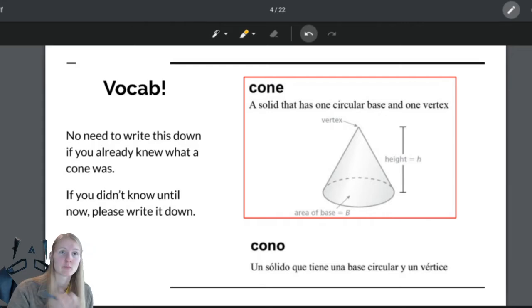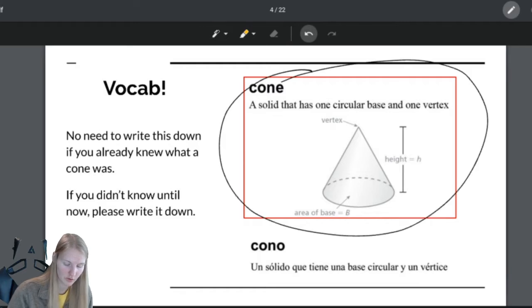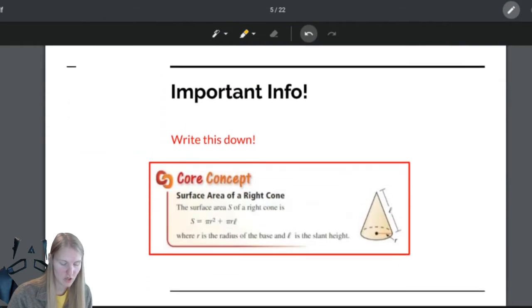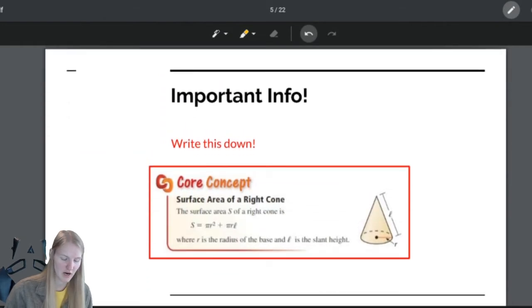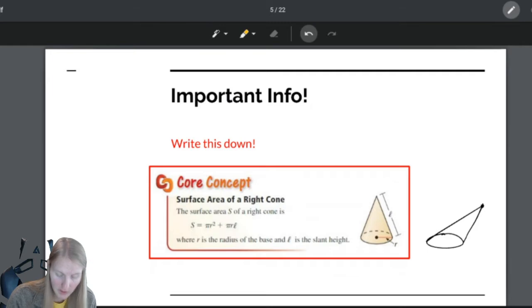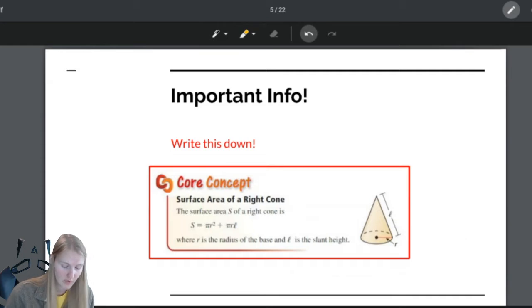Okay, so 11.7, the first thing we're talking about is all about cones. So make sure that you know what one is. This is important information. Pause this video, write this down. Surface area of a right cone. Remember, a right cone means that it's perfectly straight up and down. We're not talking about these cones. Not for surface area, we are not talking about these cones.